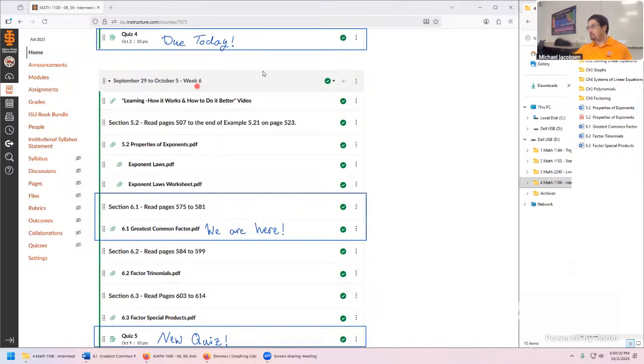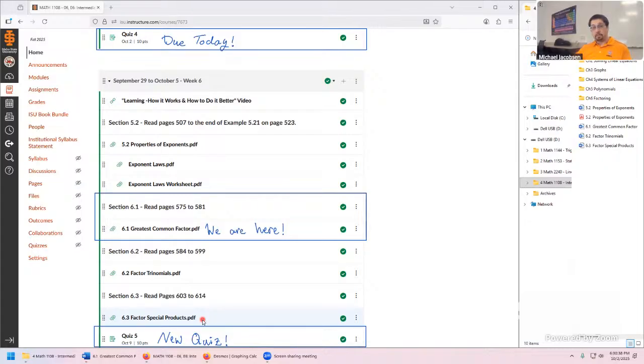We have our quiz that's due today, quiz 4, and the brand new quiz 5 posted as well. Quiz number 5 is going to be mainly topics from section 6.1, it turns out. And once we get through 6.1, we'll start factoring in earnest, starting in section 6.2. 6.3 is going to be more factoring topics, really just here in case we have time to get into those notes, but mostly we'll be looking into that next week.